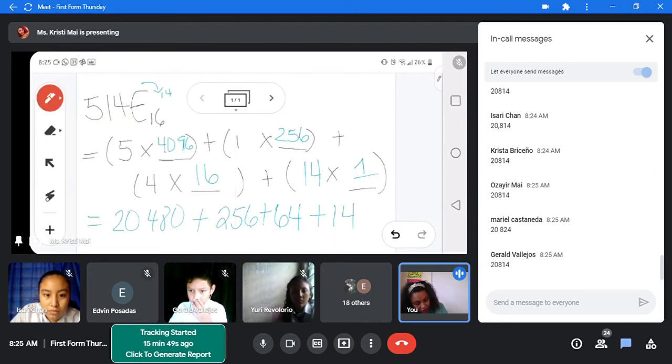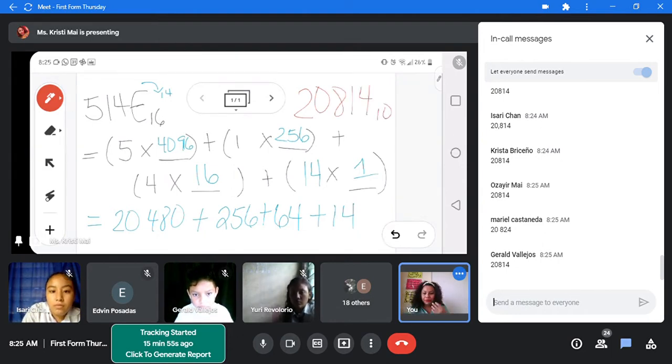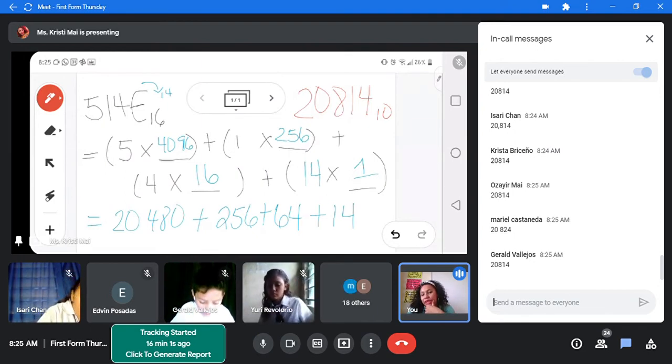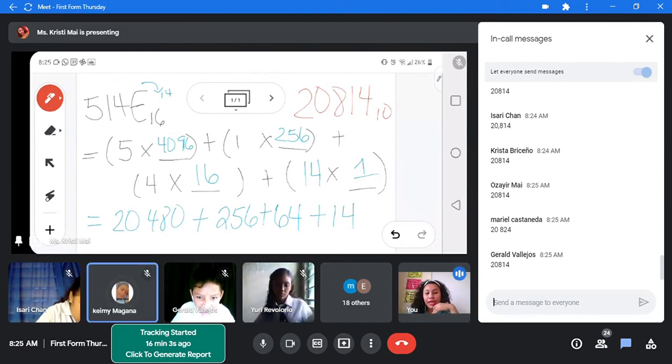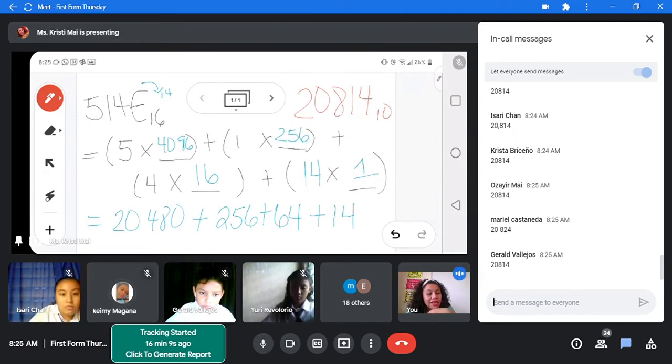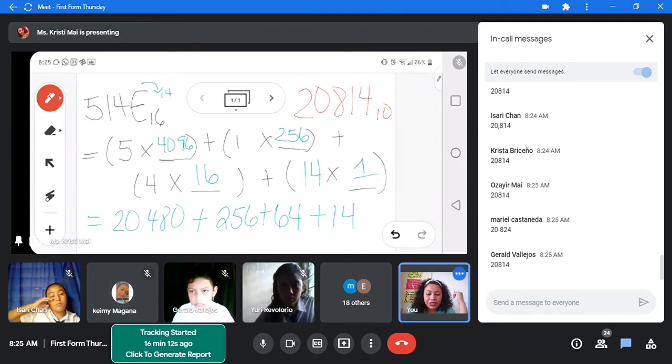The answer is 20814 base 10. Remember the base 10, right? When you're writing it down. Yes. I have my word correct, but I have different wording. That's not a problem. That's fine. I did see her working. There are different ways of solving the same thing, but I found this one a little bit easier to teach and for you guys to understand. But if you know a different way of doing it and that works for you, I don't have a problem with that. You can go right ahead and do that.